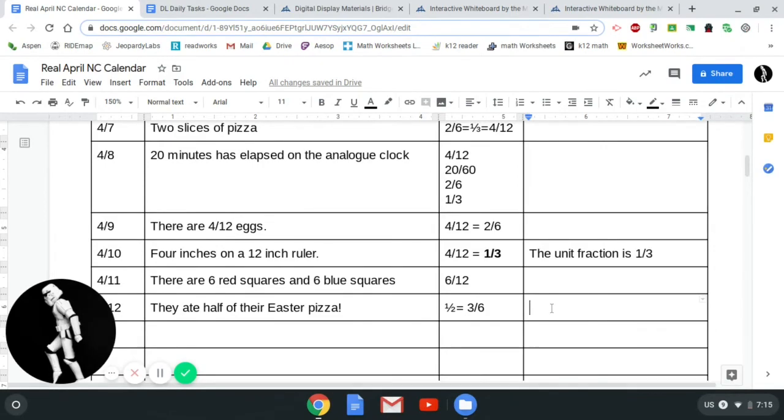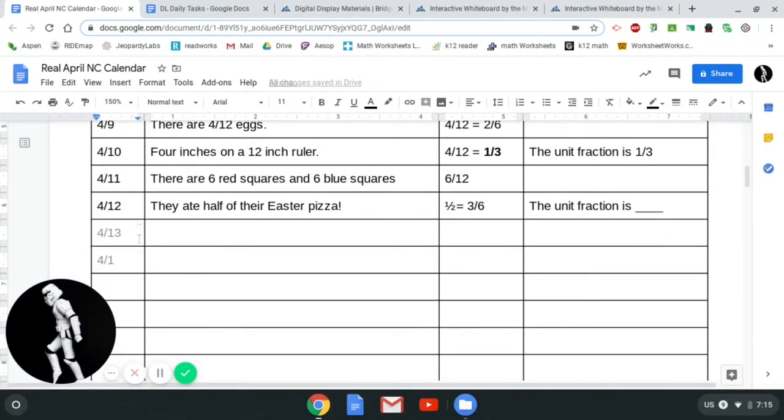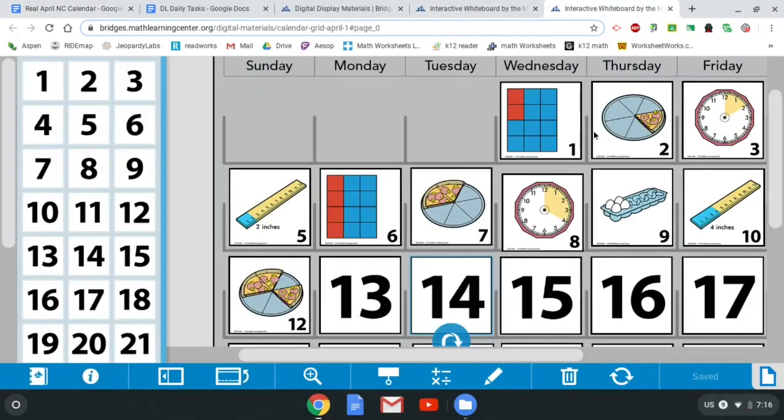We're going to write that down here as well. Oh, I left it blank. What is the unit fraction? Is the unit fraction 1/2 or is the unit fraction 3/6? You've got to put that in there, and you've got to get your next day ready to go for tomorrow. Get yourself set up for Monday and Tuesday.